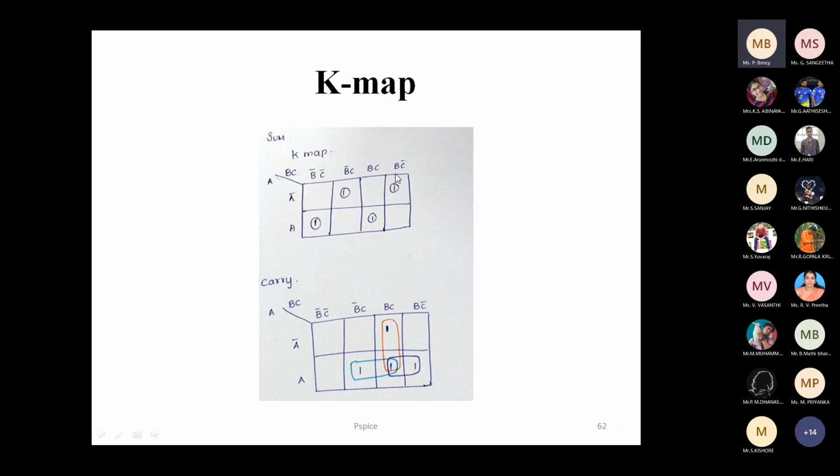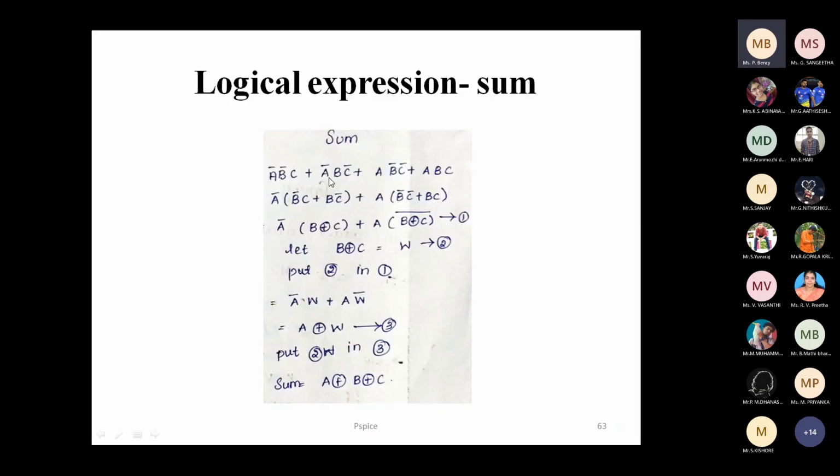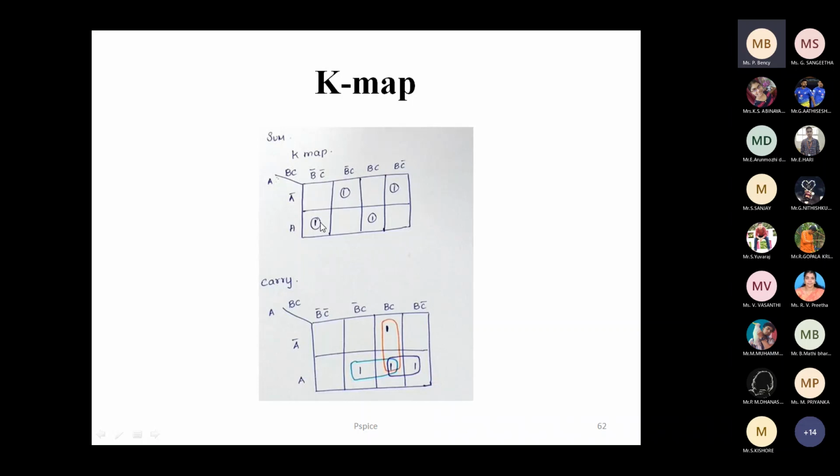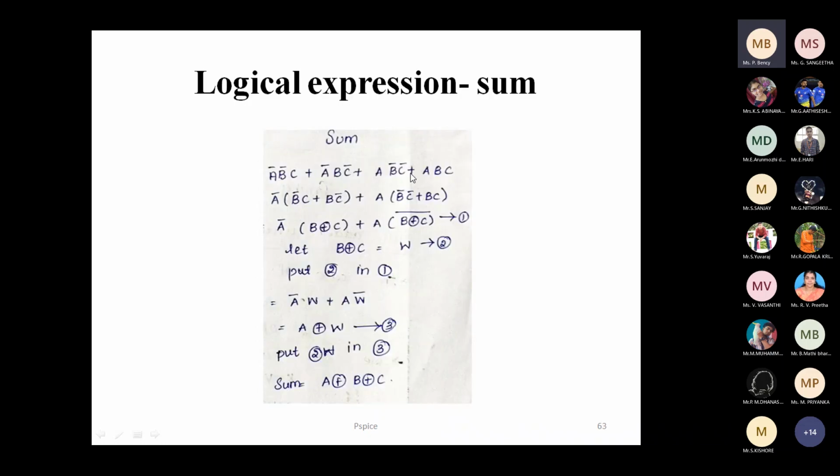Then look at the top term, which is B C bar. So we have written A bar B C bar. Similarly, for this particular one, the left side term is A, and in the top side the term is B bar C bar. So the entire term is A B bar C bar. So this is A B bar C bar.